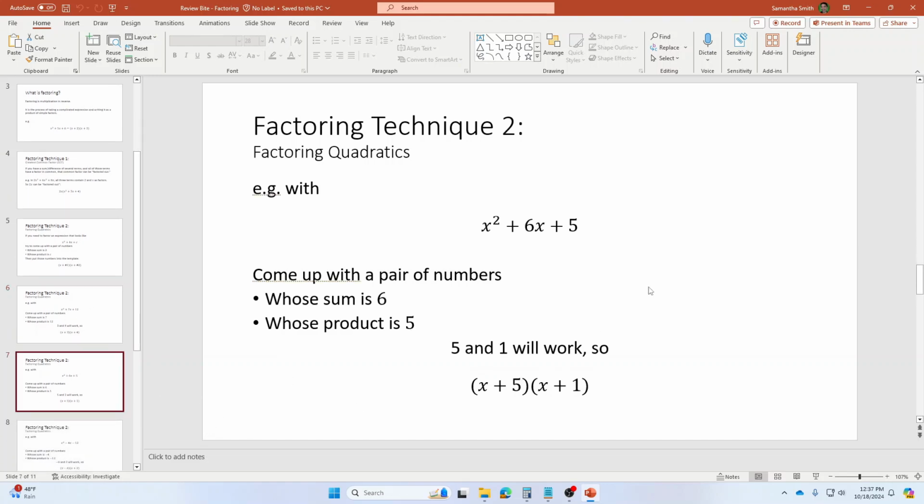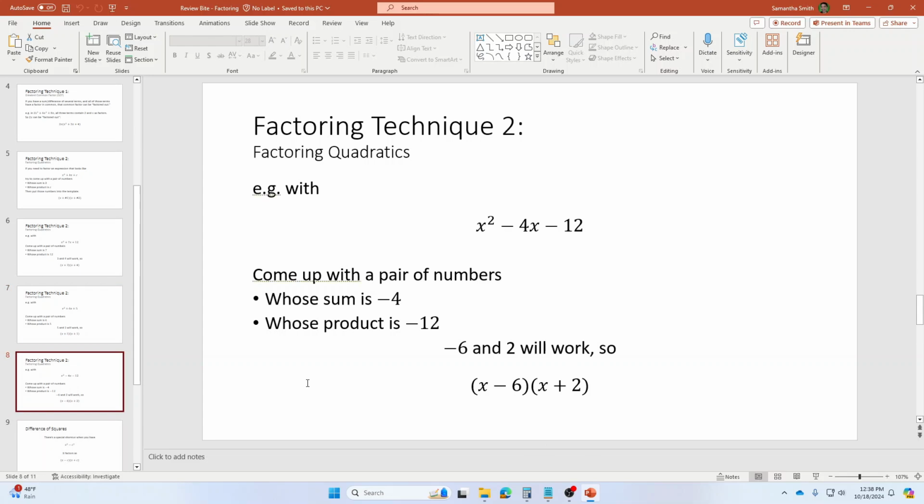Another example, if I wanted to factor x squared plus 6x plus 5, I'm looking for a pair of numbers which when you add them together you get 6, and when you multiply them together you get 5. So a pair of numbers which satisfies both of these properties is the pair 5 and 1, and so this quadratic would factor as x plus 5 and x plus 1.